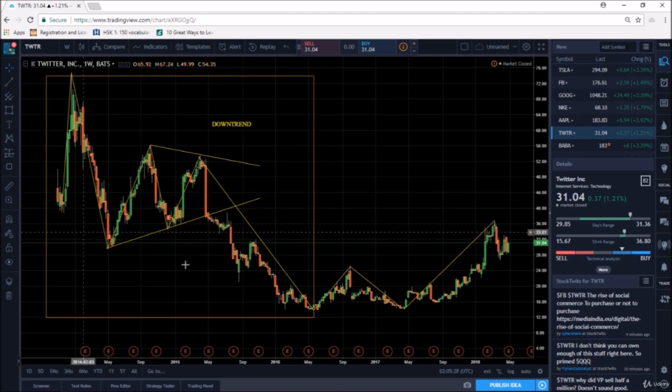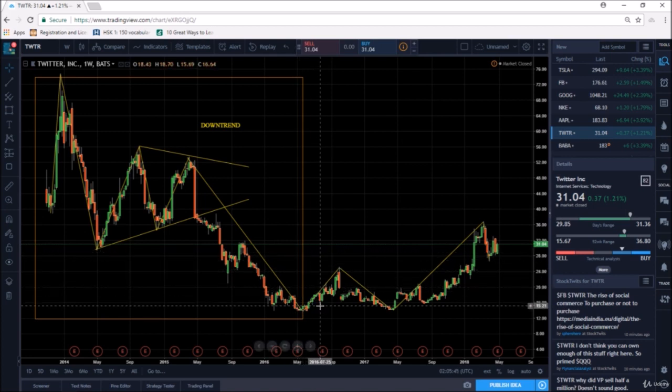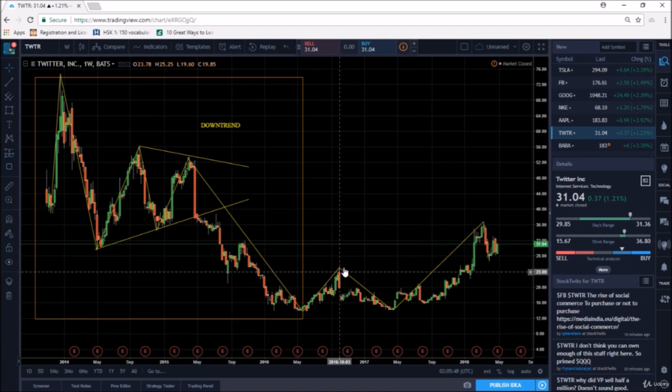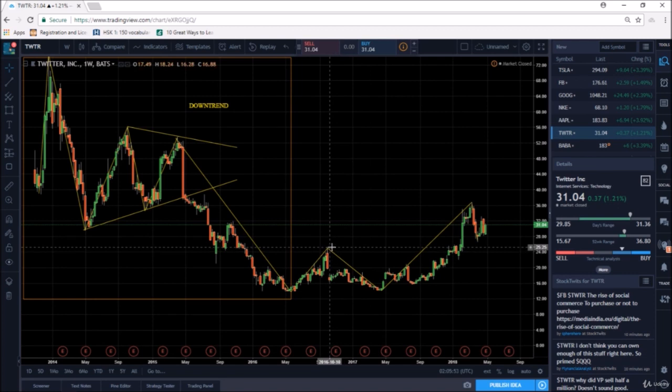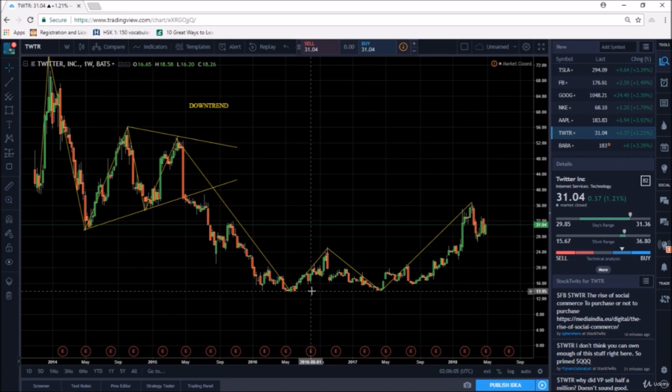All right, in this area, it is in a major downtrend market, so you don't want to get into any position on Twitter at this time. This is in the middle of 2016. So in the last quarter of 2016, the stock rebounds and then continues its movement downward, but you can notice that at this time it is not going further below the previous low, right? So you can see this, all right?